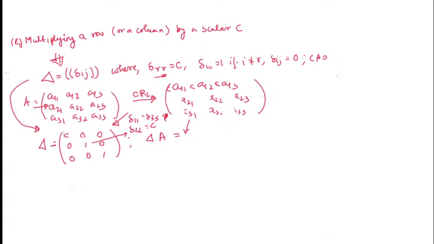This is a non-singular transformation, because delta is a non-singular matrix, a one-to-one transformation.